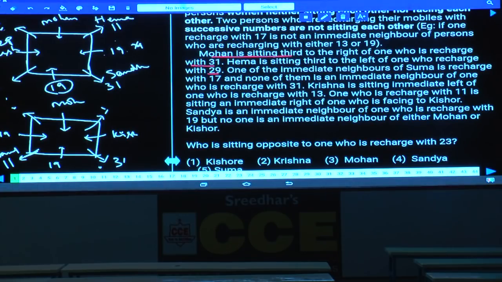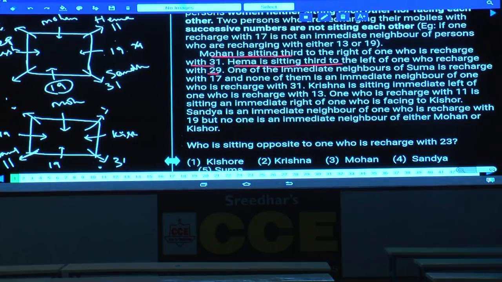Now we have taken this information. Hema is seated third to the left of the one who recharged with 29. 29 cannot be adjacent to this 31, isn't it? 29 cannot be adjacent to 31 because 29 and 31 are adjacent prime numbers. Two prime numbers cannot be adjacent to each other, hence that 29 is ruled out in this one. Hence 29 must be at this place, and one of the immediate neighbors of Suma recharged with 17.